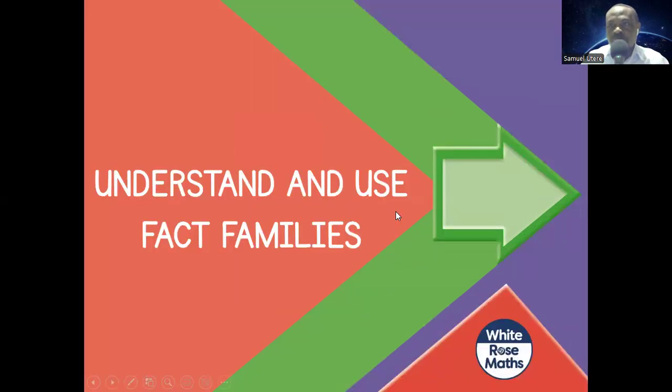So, in your previous lesson, you learned and understood the use of equality. You learned the meaning of equality. In this lesson, we're going to work on understanding and using fact families. What does fact families actually mean? You're going to see it in this lesson. And it's a very important building block in understanding, again, algebra and in solving some algebraic equations, which we'll see in future lessons.